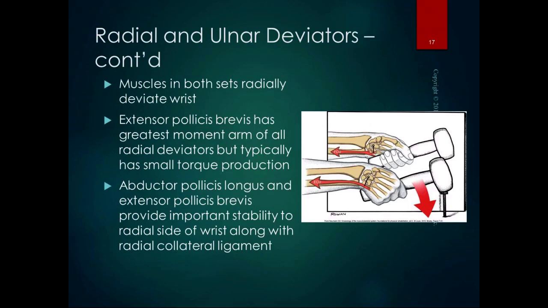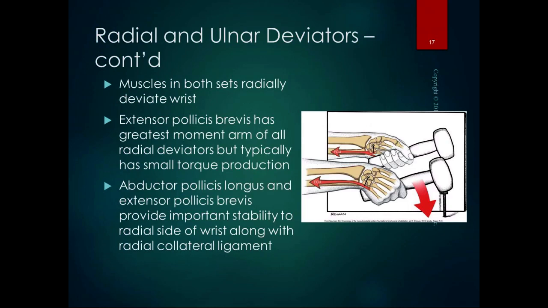So the muscles in both sets, the primary and the secondary set, radially deviate the wrist. The extensor pollicis brevis has the longest moment arm of all the radial deviators, but typically has a smaller torque production. So the abductor pollicis longus and the extensor pollicis brevis provide stability to the radial side of the wrist, along with the radial collateral ligament.